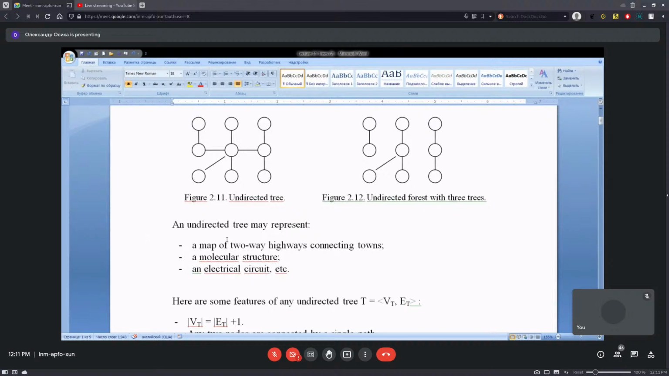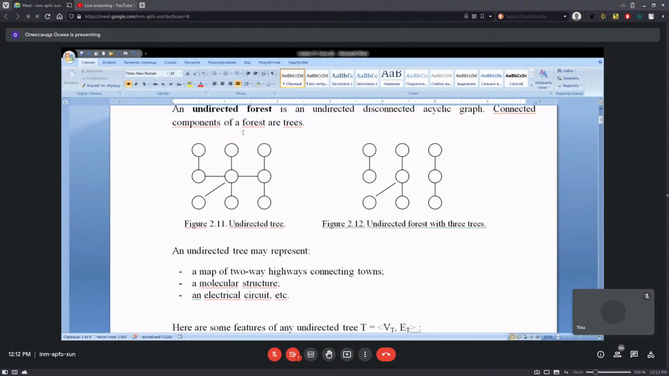An undirected tree may represent, for example, a map of two-way highways connecting towns, if each vertex represents a town and these are two-way highways, roads. A molecular structure, if atoms, and here some atomic links, an electrical circuit, etc.